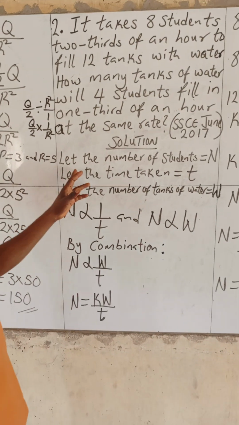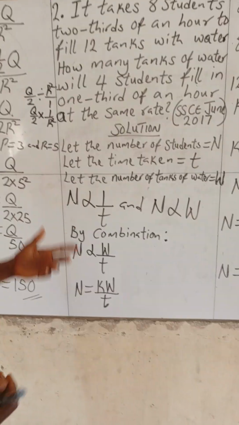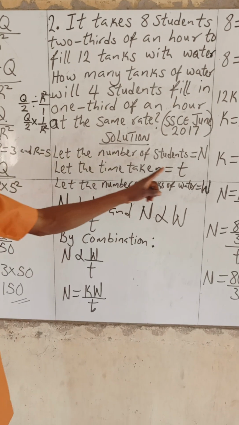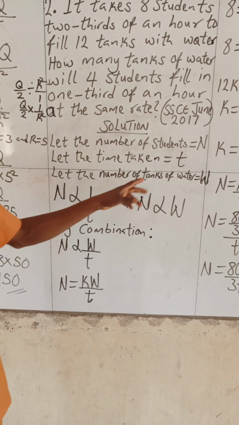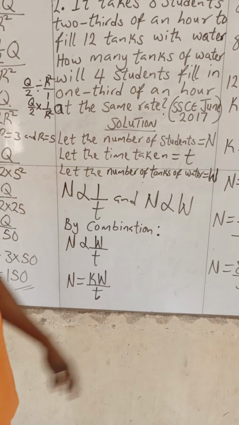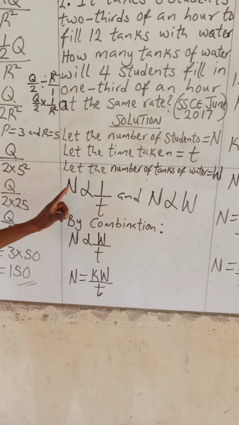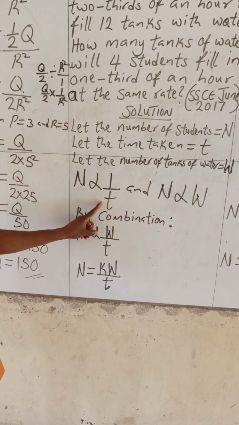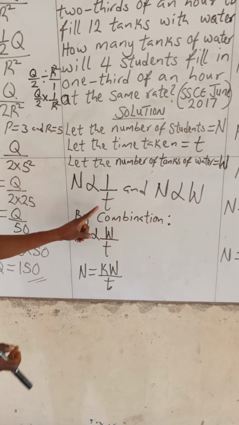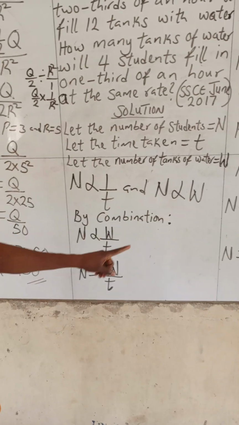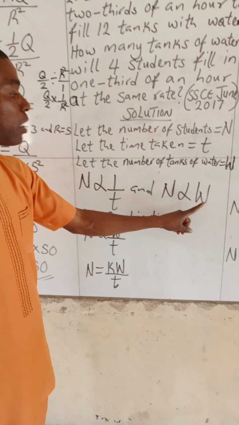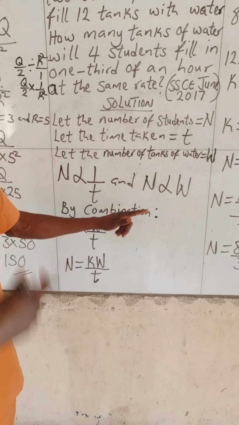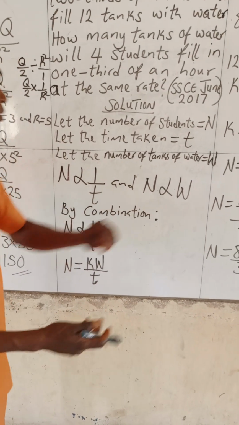Since we are talking about 3 quantities, if we represent the number of students by n, we represent the time taken as t, then we represent the number of times they will fill as w. So we can now say the number of students is inversely proportional to time, because if the number of students increases, the time will reduce. And the number of students is directly proportional to w, which means if the number of students increases, the number of times they will fill will also increase.